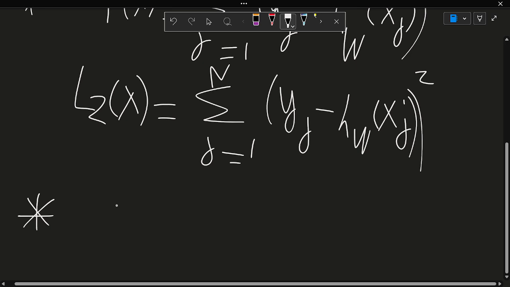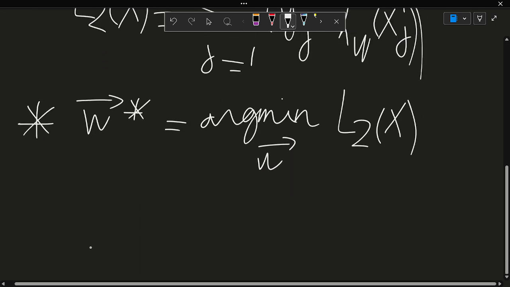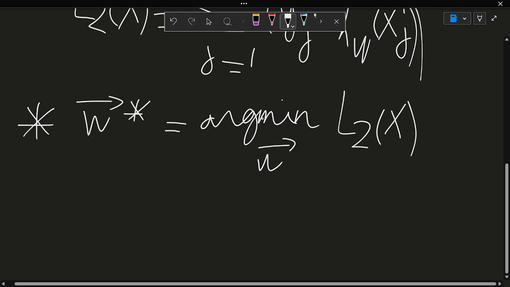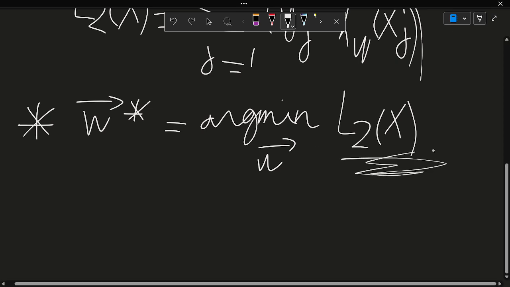We want to find the vector w star such that it minimizes the L2 loss, right? And argmin is the operator that allows us to find the set of w0 and w1 that will minimize this guy, right?